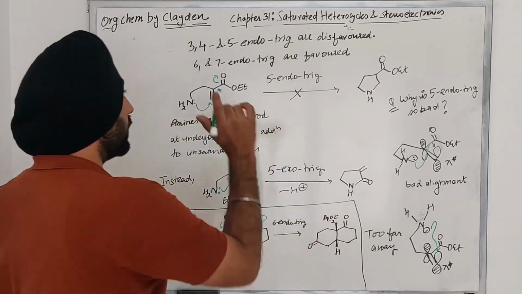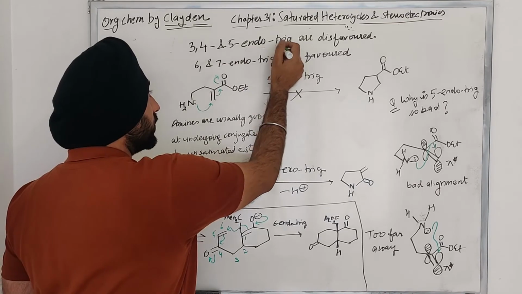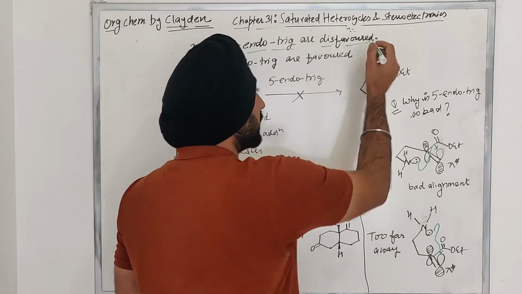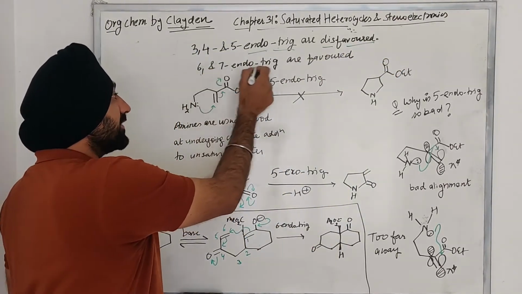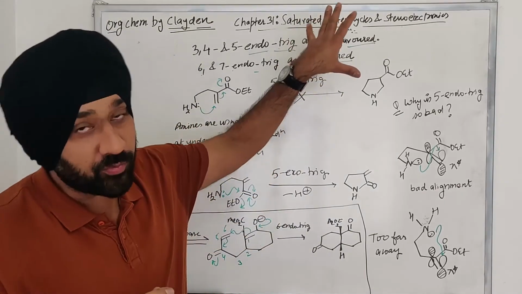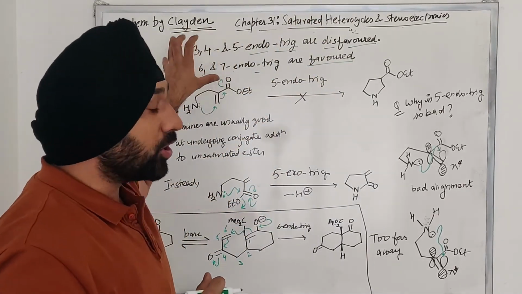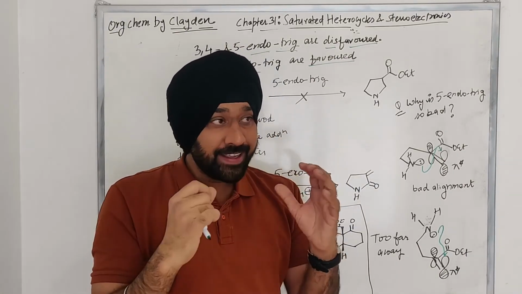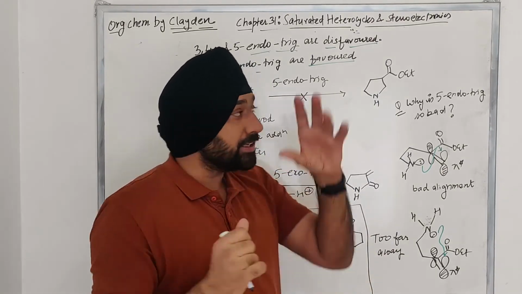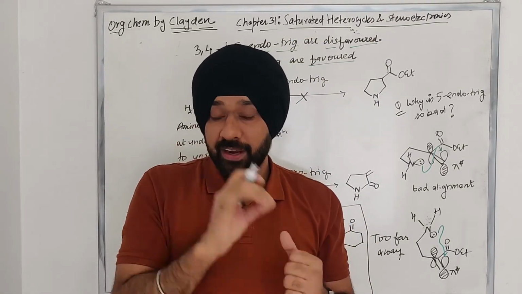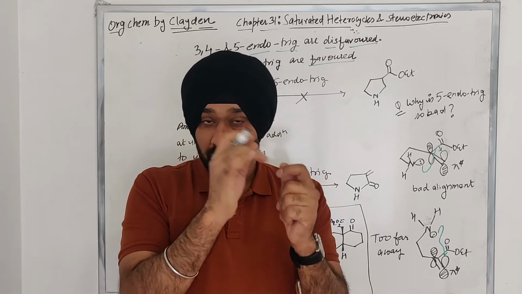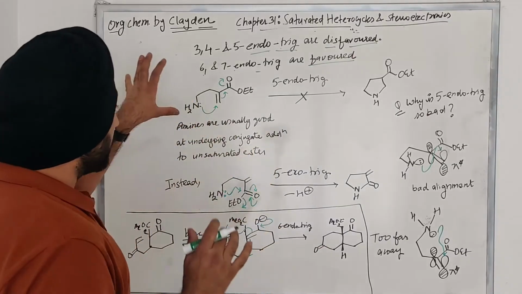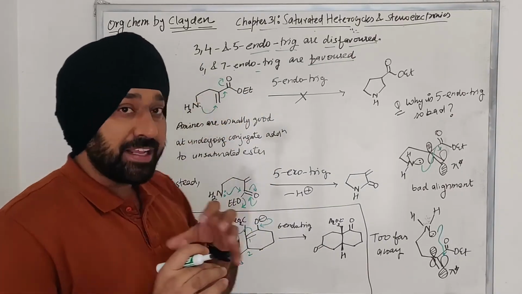So next we are going to talk about the 3, 4 and 5 endo-trig cyclizations. These cyclizations are disfavored, as we can see. And what about 6 and 7 endo-trig? These cyclizations are favored. So when I talk about 3, 4, 5 endo, I can clearly think that what we are forming is a 3-member ring, and endo means the attack is taking place from the outside, and trig clearly means that the hybridization of that particular carbon, the electrophile, is going to be sp2. So such cyclizations are disfavored.